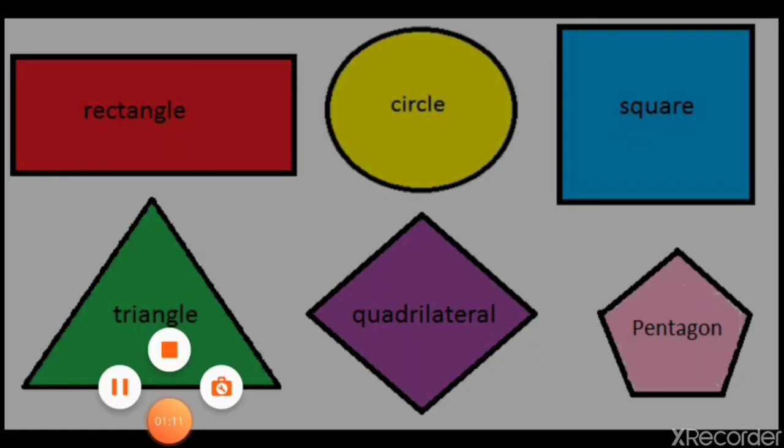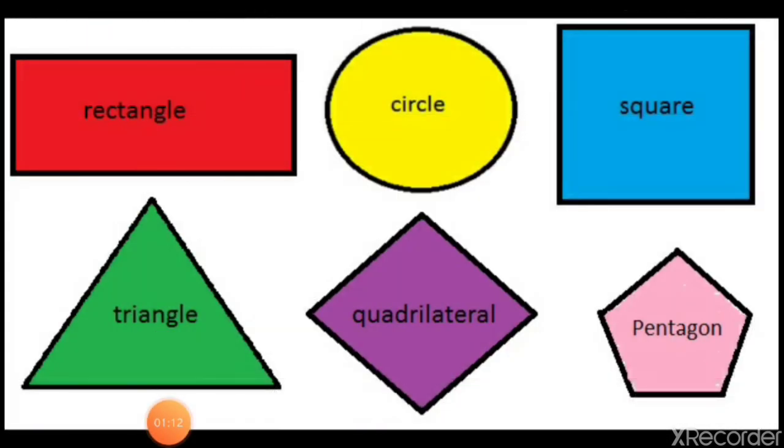So we can classify figures on the basis of the dimensions they have. So circle, triangle, square, rectangle, pentagon, hexagon, these are all examples of two-dimensional shapes. Okay, since they have length and breadth.